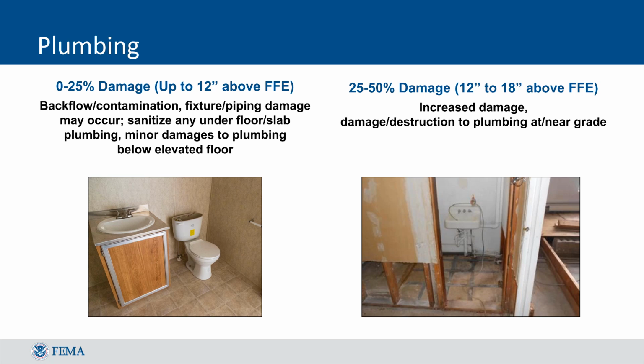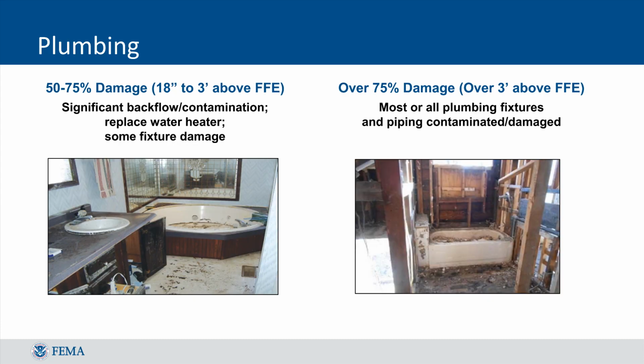In homes where plumbing damage is in the 25 to 50% range, there would likely be some damage to pipes, especially those at or near grade. These pipes may be broken and require replacement, while the majority of the plumbing infrastructure in the home remains intact and usable. When damage to plumbing becomes more severe, it may be classified in the 50 to 75% range and require larger scale replacement of the home's plumbing infrastructure.